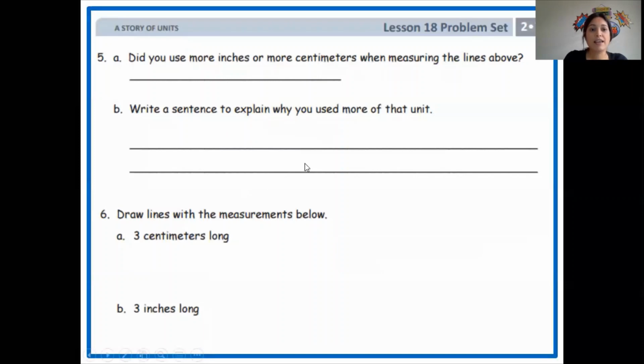And then here's the back. Here it tells you draw a line with the measurements below. So you write a 3 centimeter long and a 3 inch long line. So again, you don't really need a lot of tools if you don't have any. As long as you have a ruler, you can measure different objects and see the difference between centimeters and inches.